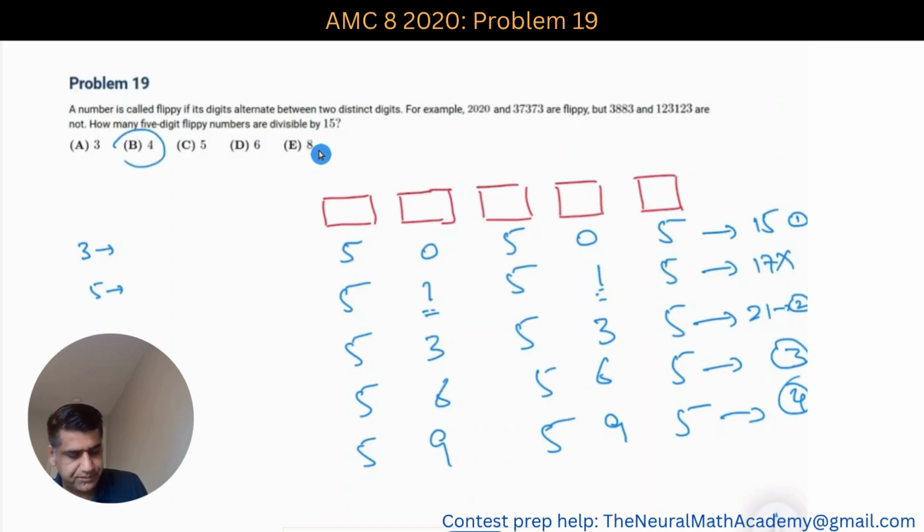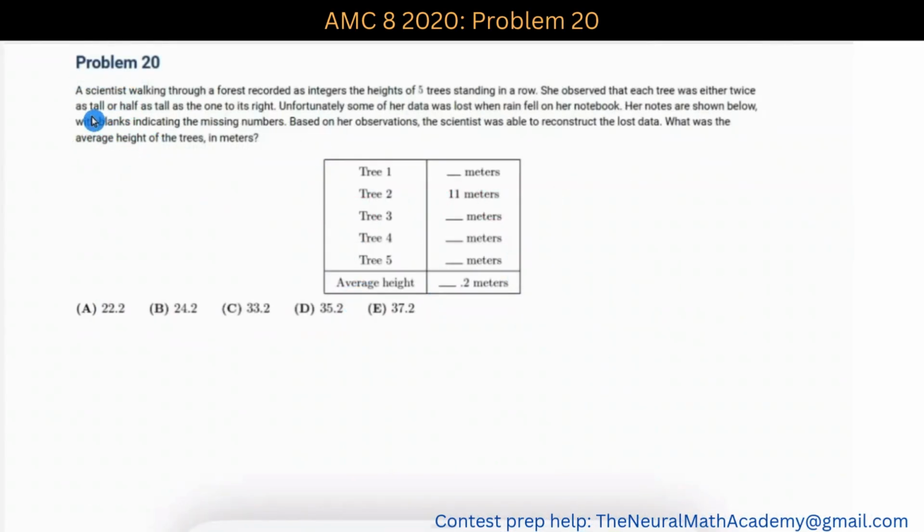That is B. Let's solve problem 20, where a scientist walking through a forest recorded as integers the heights of 5 trees standing in a row. He observed that each tree was either twice as tall or half as tall as the one to its right. Unfortunately, some of her data was lost when rain fell on her notebook. Her notes are shown below, with blanks indicating the missing numbers. Based on her observations, the scientist was able to reconstruct the lost data. What was the average height of the trees?